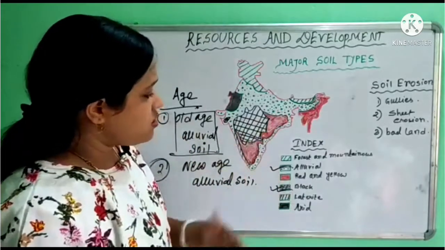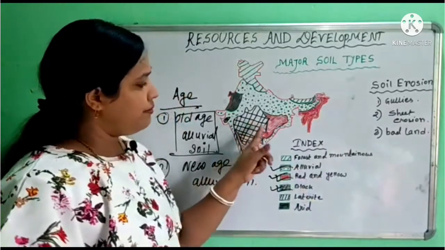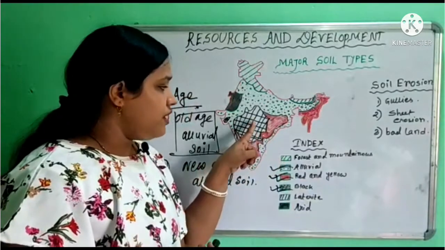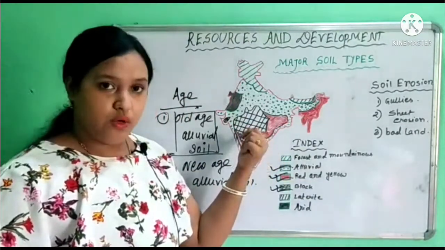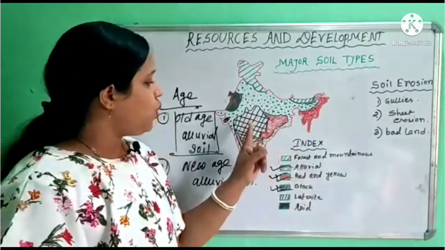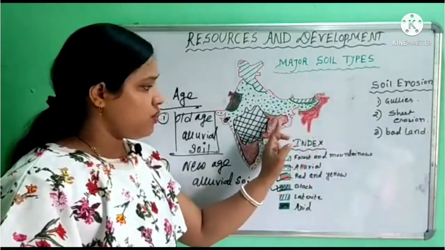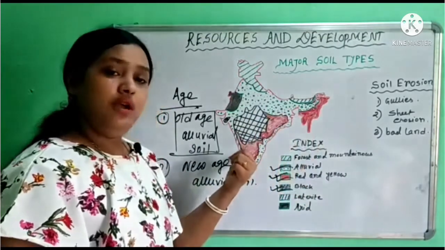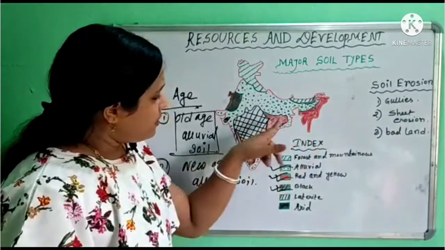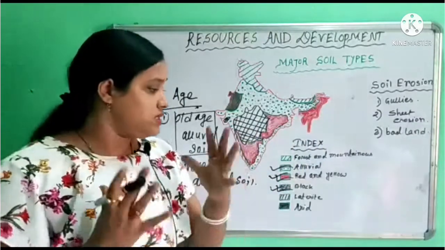Now moving to our next soil type, red and yellow soil. This red soil is mainly found in the eastern and southern part of the Deccan Plateau. This one is the Deccan Plateau, which is covered in black soil. Now we describe red and yellow soil. This red and yellow soil mostly covers the eastern and southern part of the Deccan Plateau, which I mark here in red ink, so you can easily understand this type of soil.